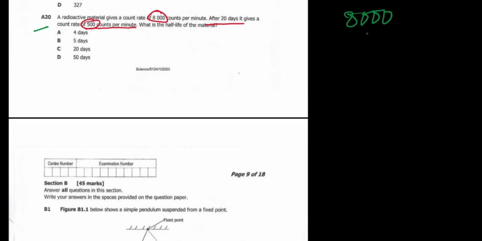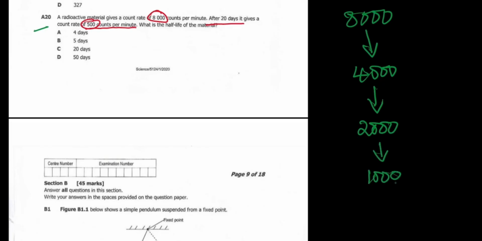When 8,000 counts decrease by half, you have 4,000 counts, because half of 8,000 is 4,000. Then when this decreases further by half, it is going to give you 2,000 counts. When this decreases further, it is going to give you 1,000 counts. And when this decreases further, it is going to give you 500 counts. So it dropped from 8,000 counts to 500 counts in this case. So this is what is happening.